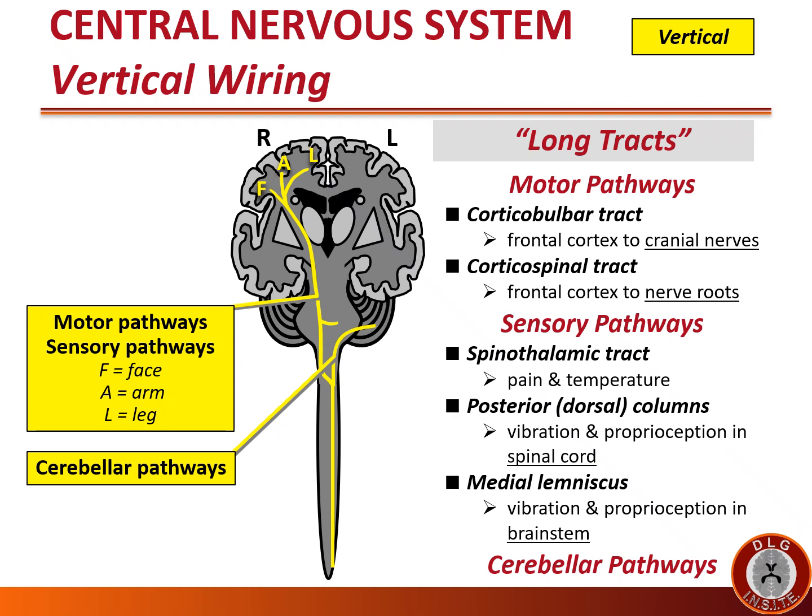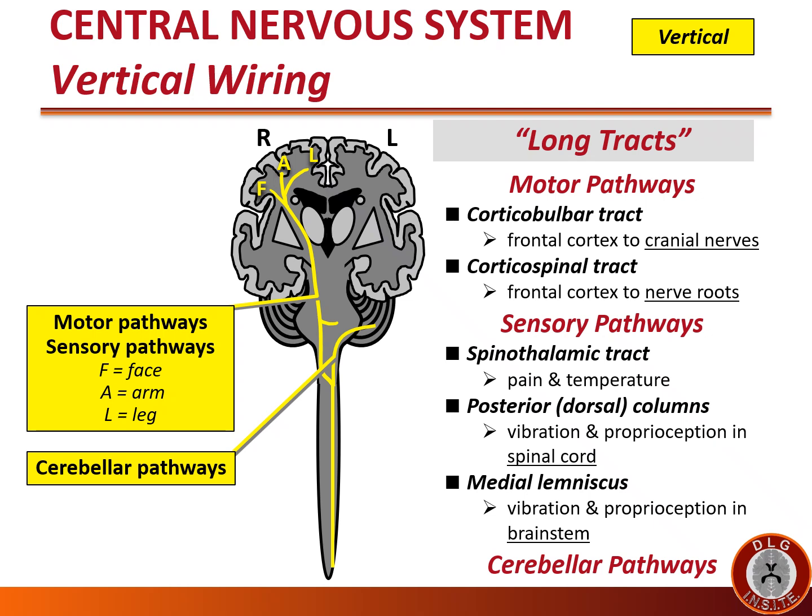The sensory pathways are divided into two main categories. Those pathways that carry pain and temperature up to the brain and those that carry vibration and proprioception to the brain. The spinothalamic tract is the tract that carries pain and temperature.